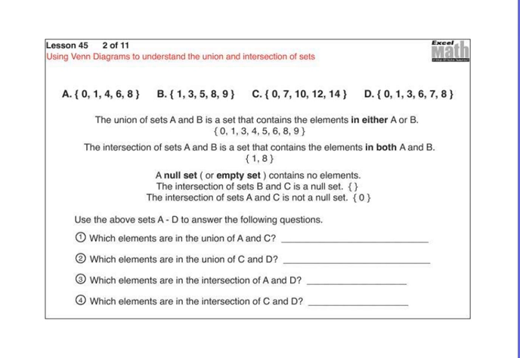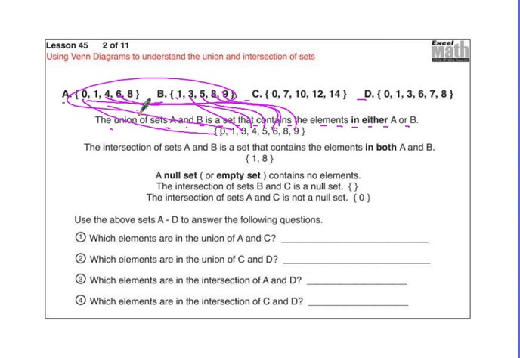All right, intersection and union. We're going to use these different sets of numbers up here. 4 sets, A, B, C, and D. It says the union of sets A and B is the set that contains the elements in either A or B. So A has 0, 1, 4, 6, and 8. B has 1, 3, 5, 8, and 9. The union is 0, then 1, which is actually in both of them, then 3, and then 4, and then 5, 6, 8, and 9.